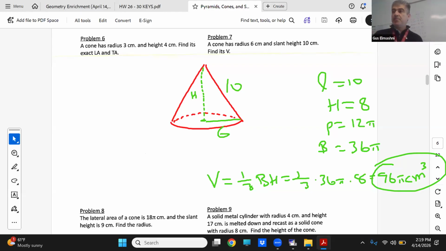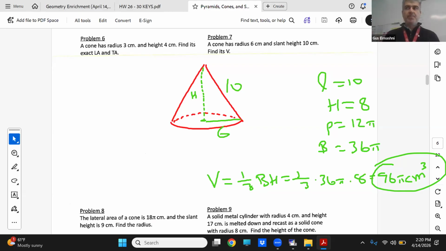Yeah, good. What do you guys get for the height? Good. What do you get for the circumference? What do you get for the base? Area of the base, 36 pi. Good. Okay. And what's the volume? One third base times height. So there we go. Just put it all together. You guys should get an answer very soon.